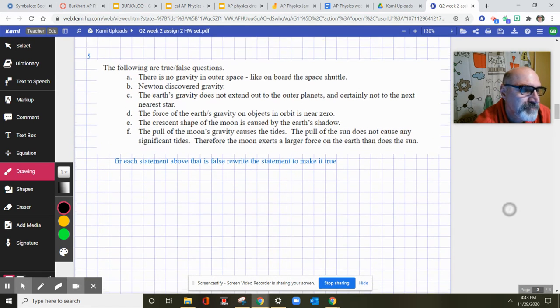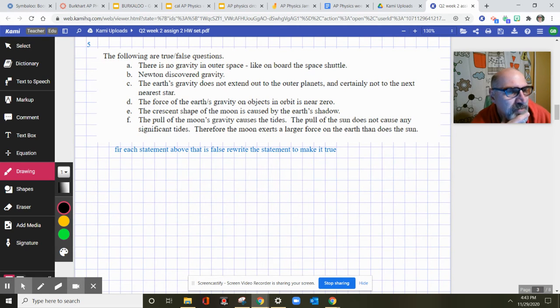I know. All right, number 5, the true false questions. Long story short, they're all false. There's no gravity in outer space. Just went over that. Yeah, there's gravity. There's gravity everywhere.